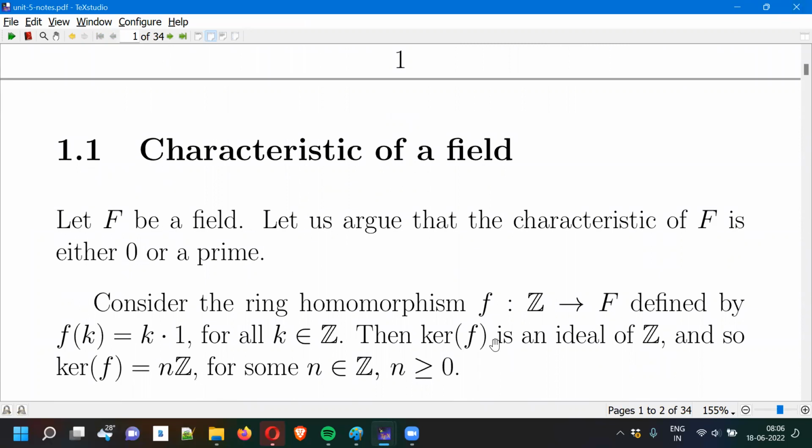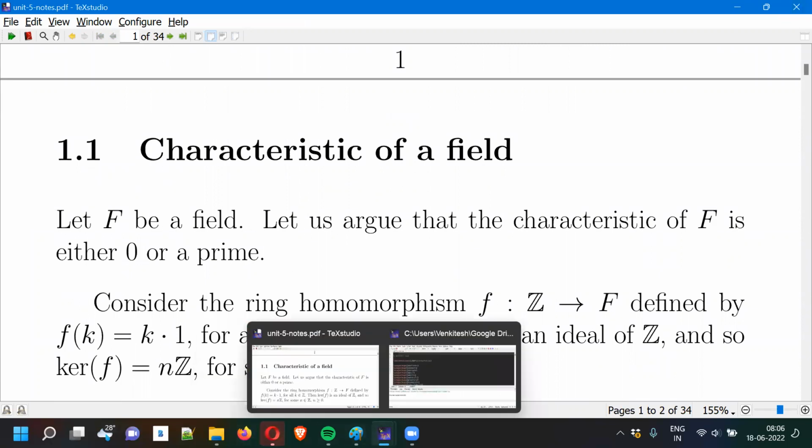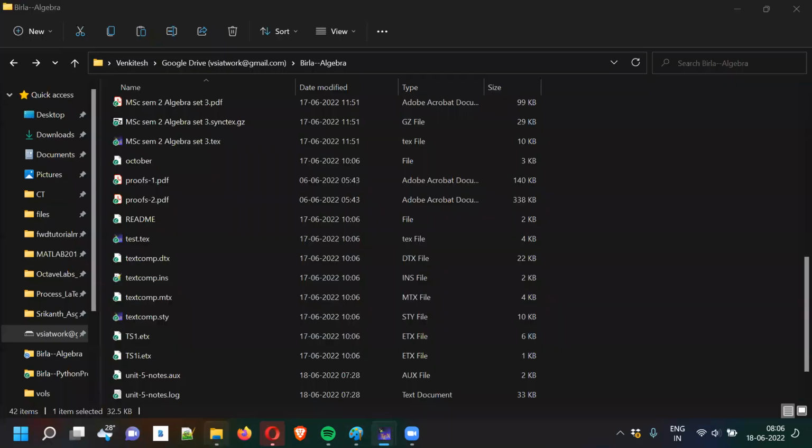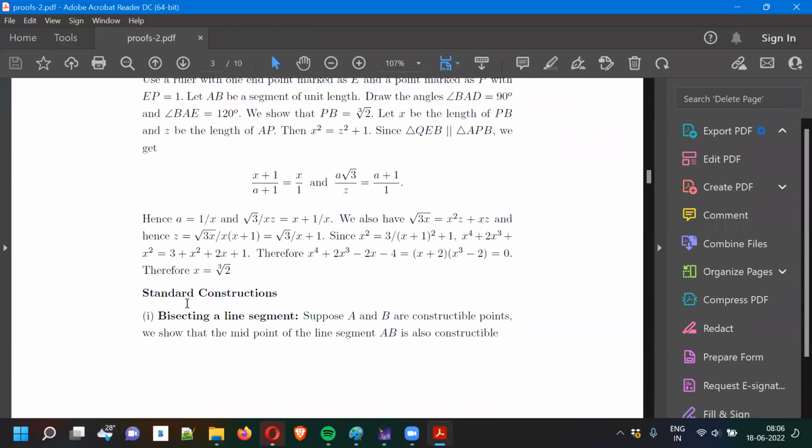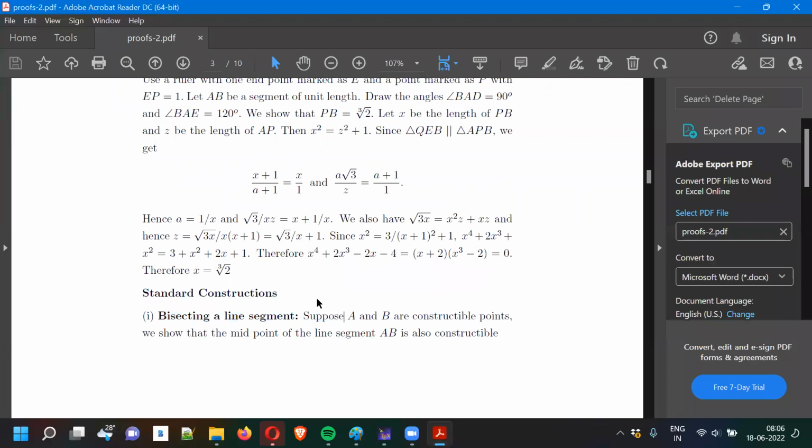Okay, and without fail, don't forget you have to go back and revise the basic constructions or standard constructions from the file proofs2.pdf. Okay? The standard 5 standard constructions. You have to revise that.